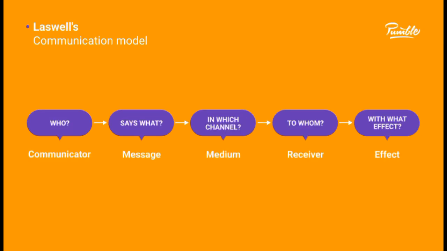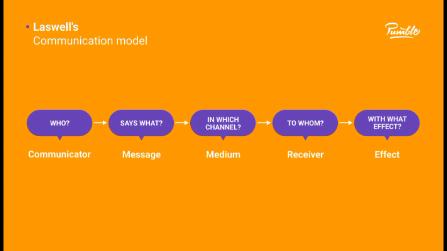The next one is Lasswell's communication model in the linear model. Lasswell's model analyzes communication through 5 questions. Who created the message? Communicator. What did they say? Message. What channel did they use? Medium. To whom did they say it? Audience. And what effect did it have on the receiver? Effect.